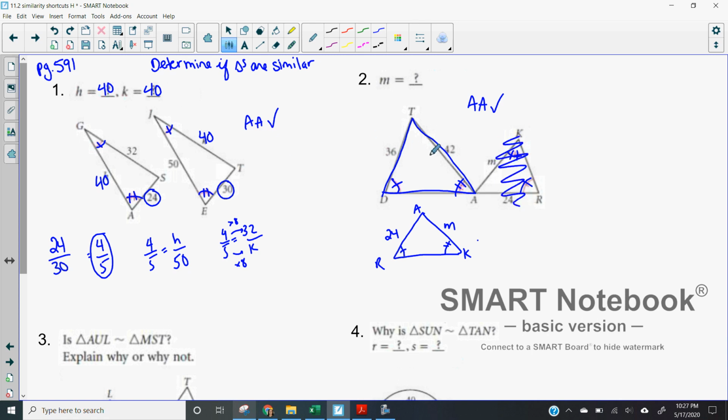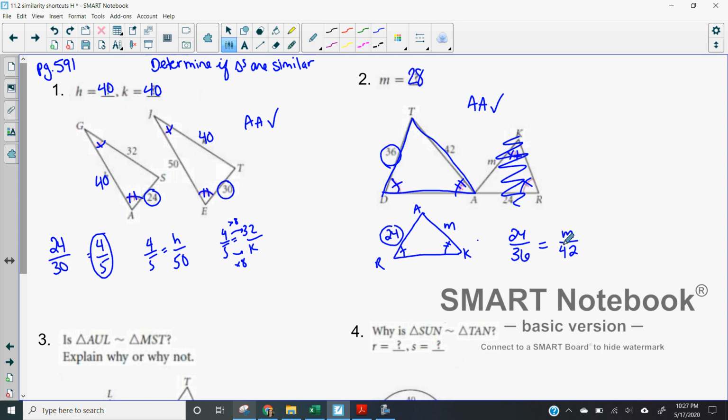Now I'm just trying to set up my proportion with what I have here. So 24 and 36, got it already. So 24 over 36 equals m over 42. Be consistent in how you're setting this up. Since I put the smaller triangle in the numerator here, smaller triangle has to go in the numerator here. So look at 24 and m. That ends up being, I think, 28 when I solve.